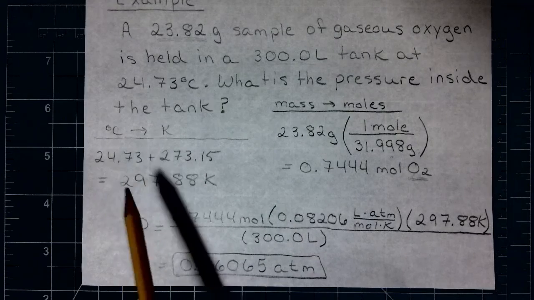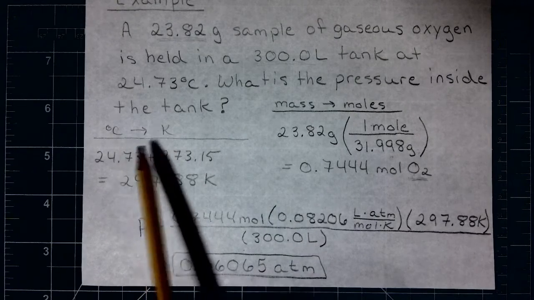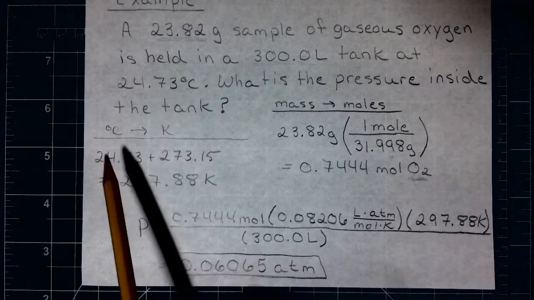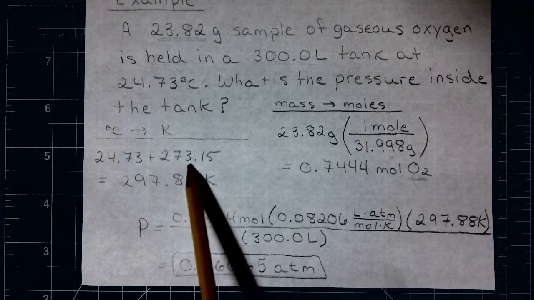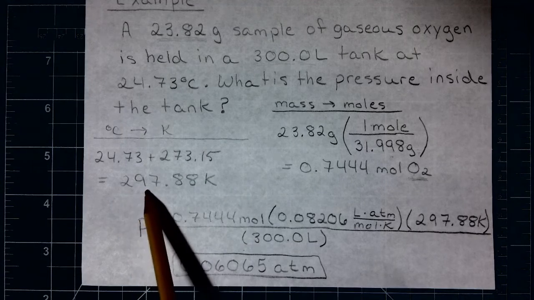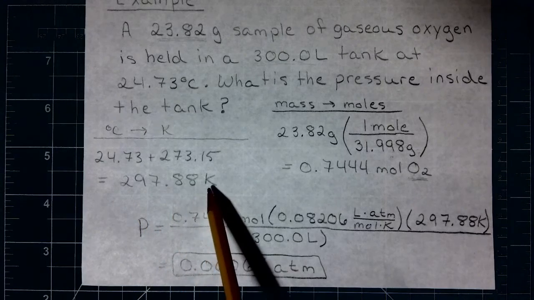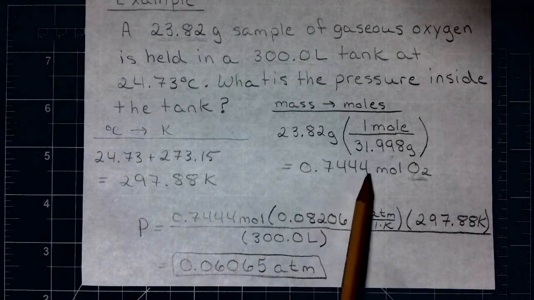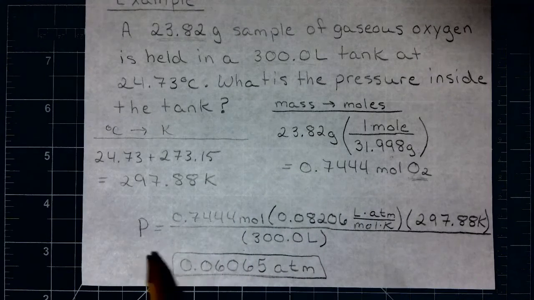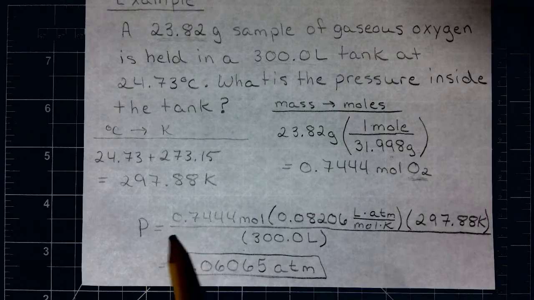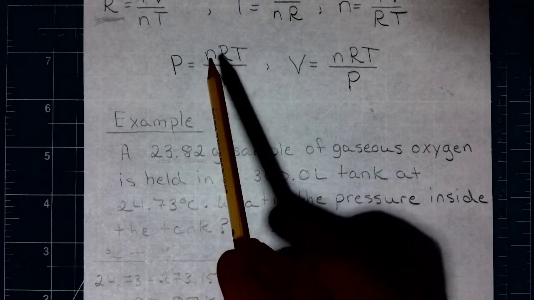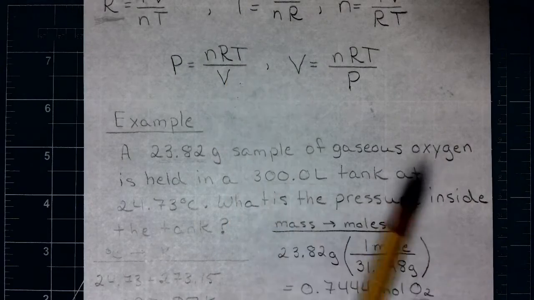Next, again, we always need to be using Kelvin for all of our units here. So we're going to take the 24.73 degrees Celsius. We're going to add our 273.15 and we get 297.88 Kelvin. So now we have our useful units to us. We're in moles, we're in Kelvin, and we start plugging it into our ideal gas law. So we're going to have N times R times T divided by V.